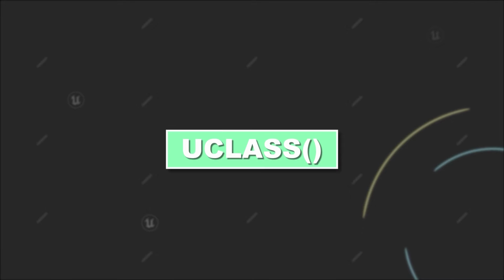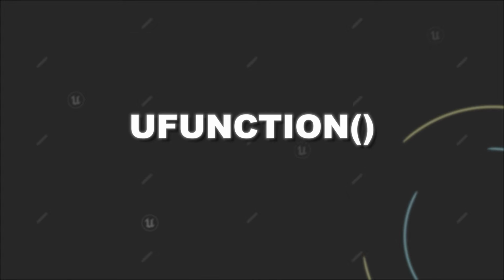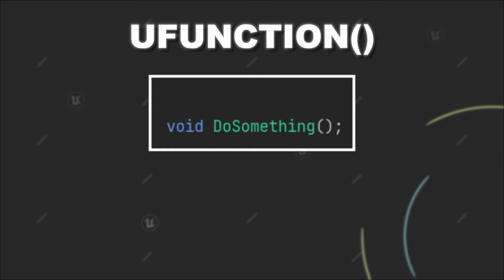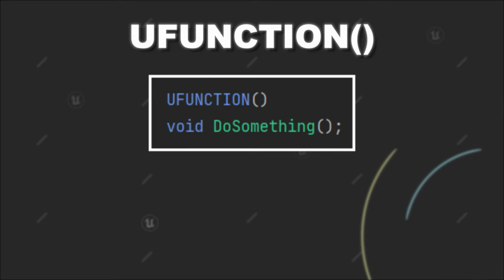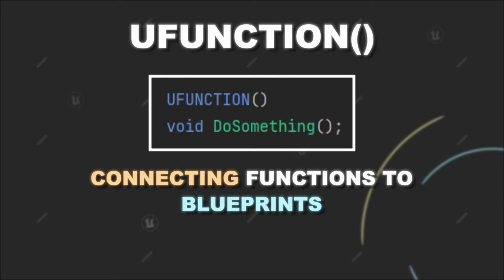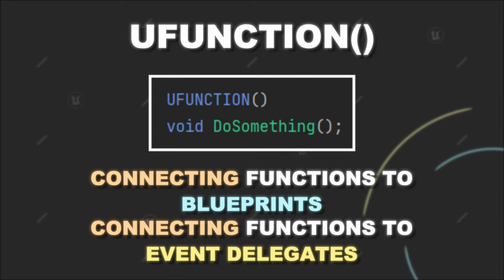Last video we looked at the UCLASS macro. Today we look at another macro that you probably will use a lot, the UFUNCTION macro. So when you create a new function, there might be cases where you have to mark them as UFUNCTION. Basically, the UFUNCTION macro makes your function work in the Unreal Engine ecosystem. For example, connecting them with Blueprints or some type of event delegates.